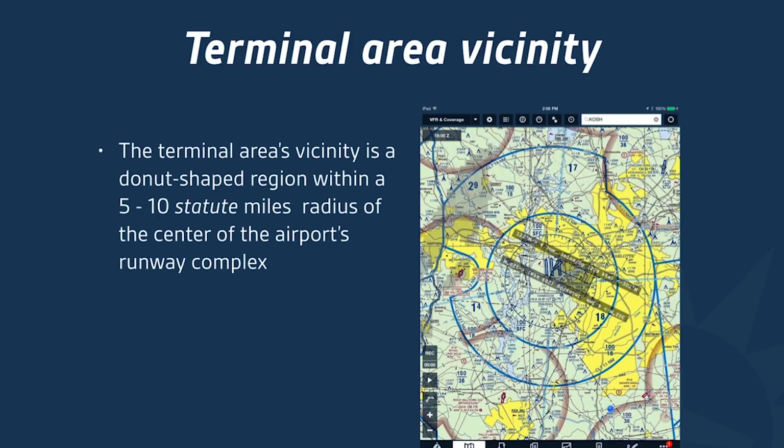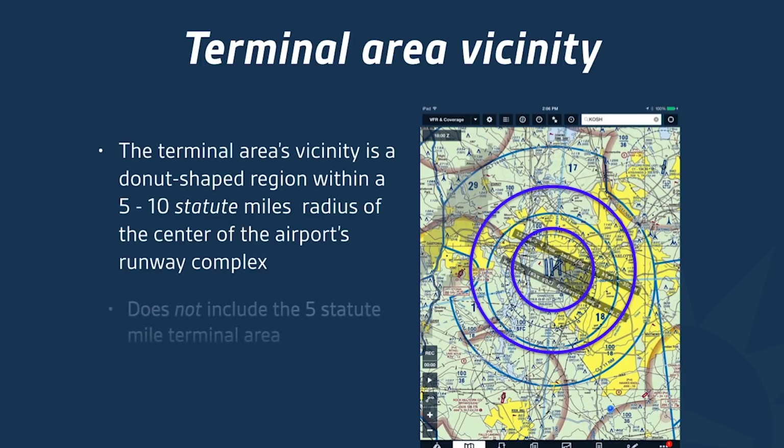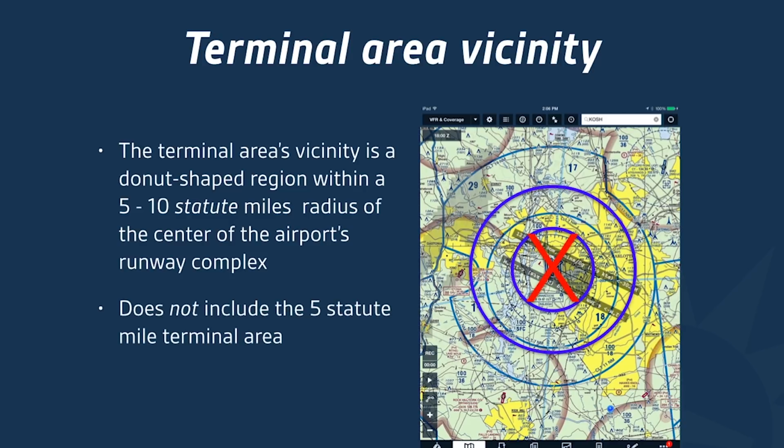Now, the terminal area's vicinity is not all that much larger. It's a donut-shaped region within a 5 to 10 statute mile radius of the center of the airport's runway complex. But it does not include the 5 statute mile area that represents the terminal area inside. If you look at a TAF, you'll see some forecasts for the vicinity, including showers in the vicinity, thunderstorms in the vicinity, and fog in the vicinity.